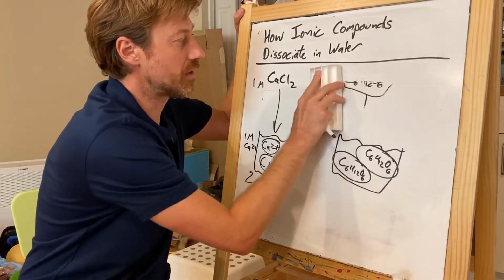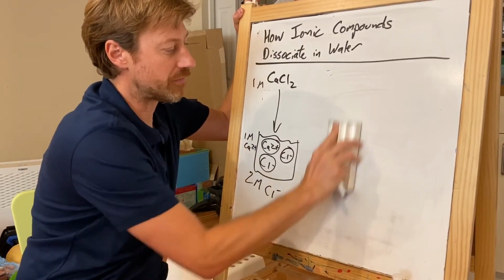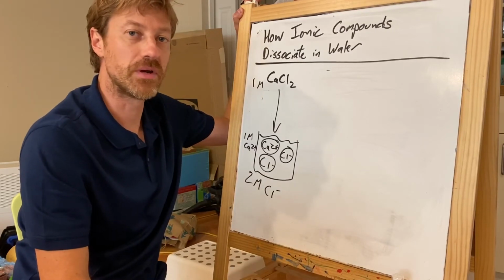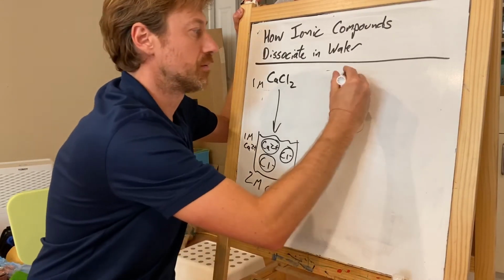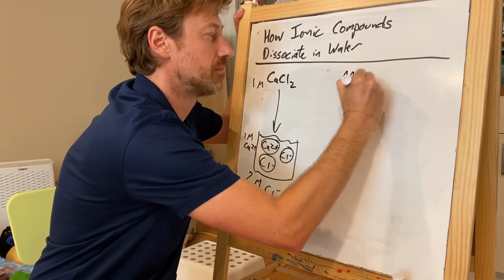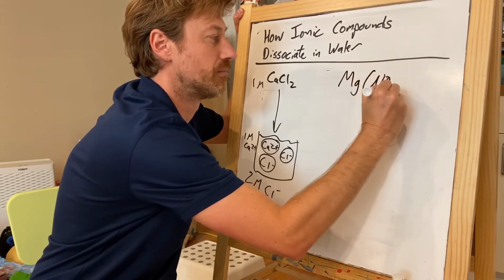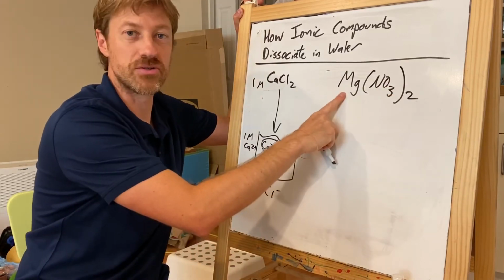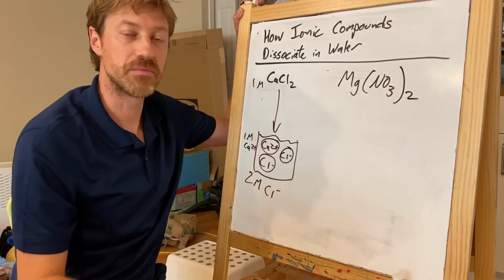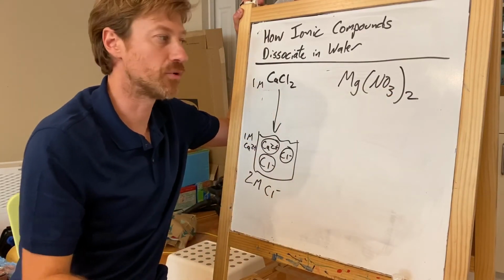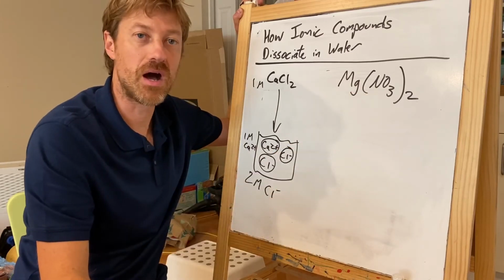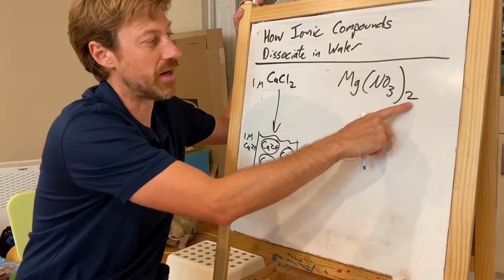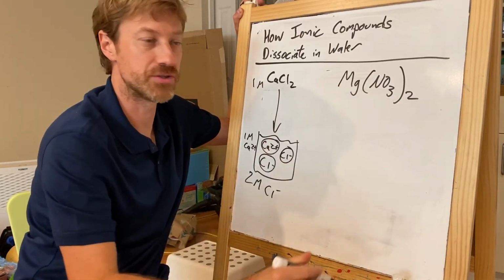So let's do another example with one more type of ionic compound, this one with a polyatomic ion. And with this one here, let's do magnesium nitrate. All right, so magnesium has a 2+ charge, just like the calcium does. They're both in group 2 of the periodic table. Nitrate is a very common polyatomic ion. It has a 1- charge. So we need 2 1- charges to balance out the 2+ charge.